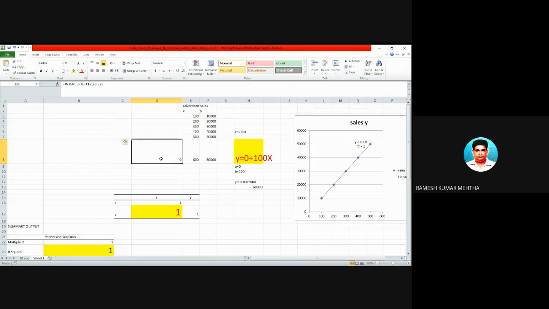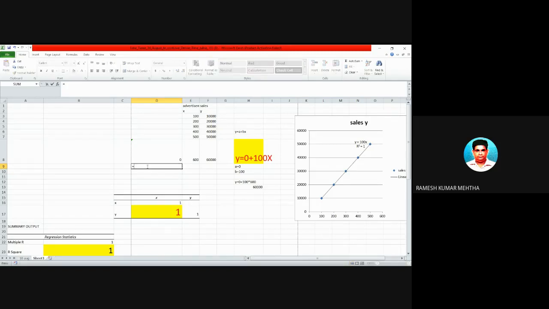Now the last one: I want to find out the third way of determining the slope, or the coefficient of x. The coefficient of x, when I used the graphical method and the data analysis, was 100. Now shall I get the same result by using the third technique? Okay, let's see.